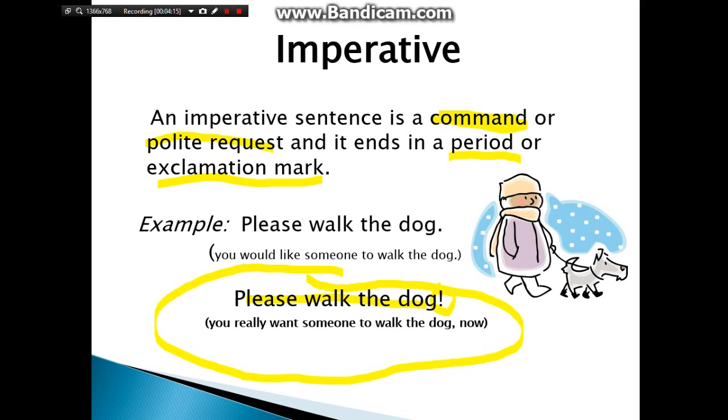Sentences can be 2 types. Write down the definition. Write down the examples. When you're done, unpause, and we can move on.